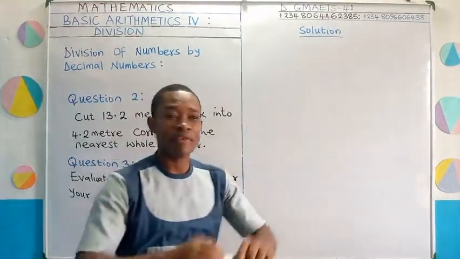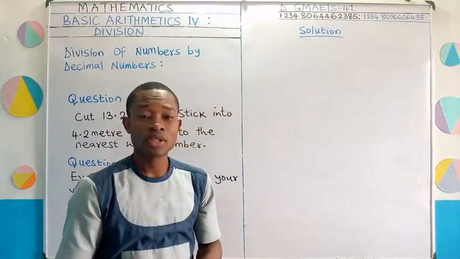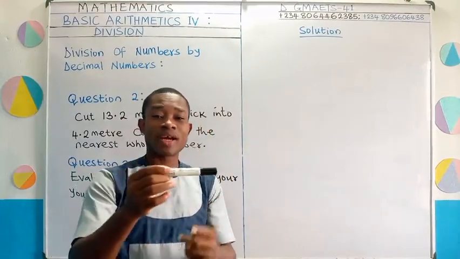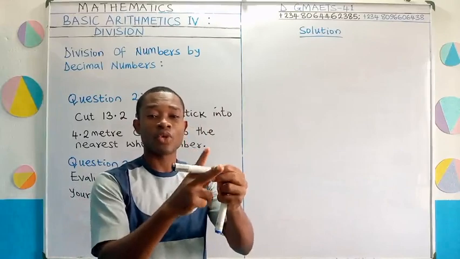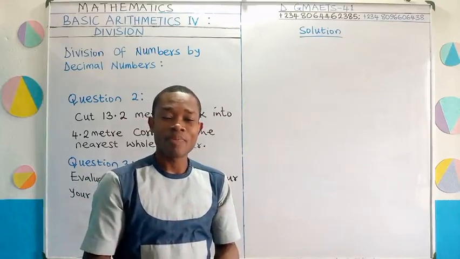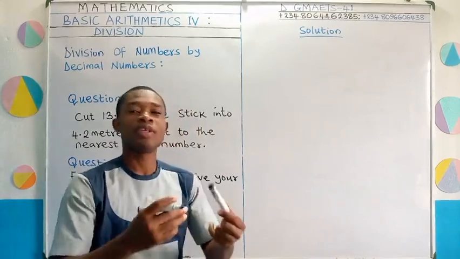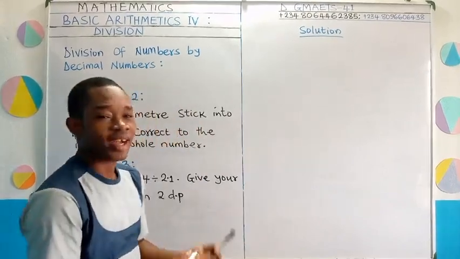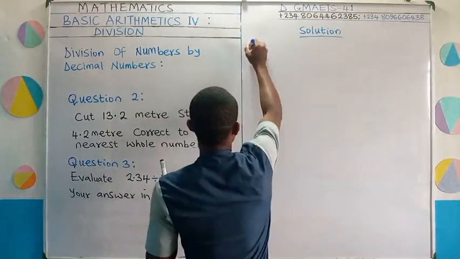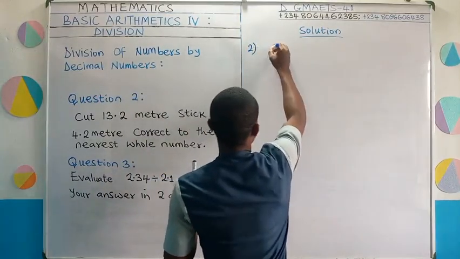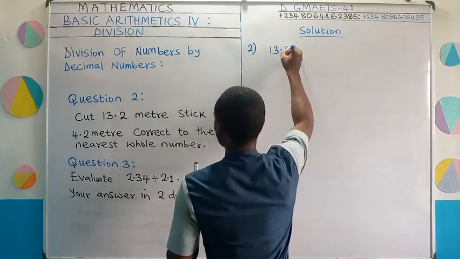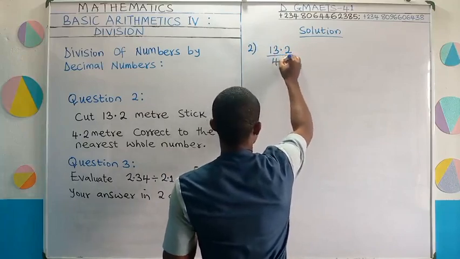So you want to ask yourself, have you broken something before? Alright, if I give you this marker and I say, okay, fine, cut them into a certain length, it simply means you have to share the marker into that length. So just like how many pieces of it will you get? That's our interest here. Solution to question number 2, we have 13.2, we are dividing it by 4.2.